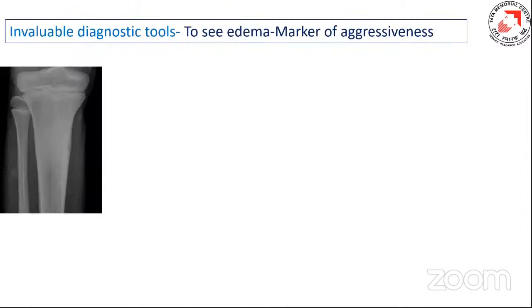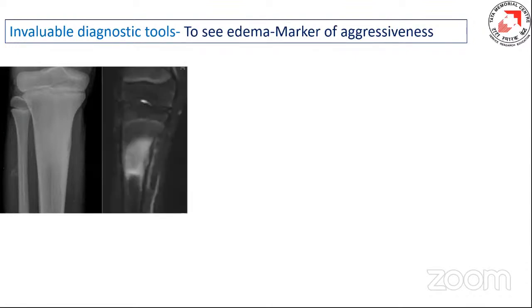Apart from that, there is some information that is only available on MR, which is the edema. So the edema component we can only see on MR. If the lesion looks benign on X-ray and we see a marrow edema, then it is a benign aggressive lesion, or we might find something else that will tell whether the lesion is aggressive.